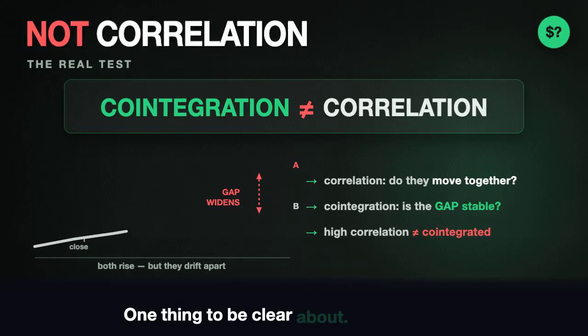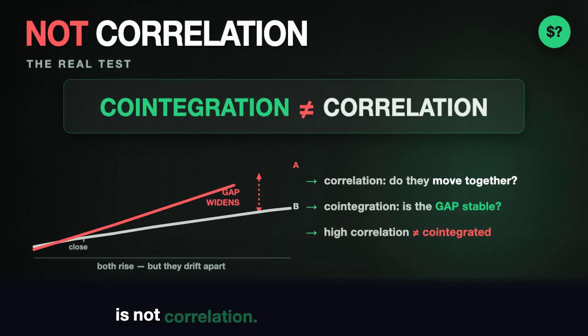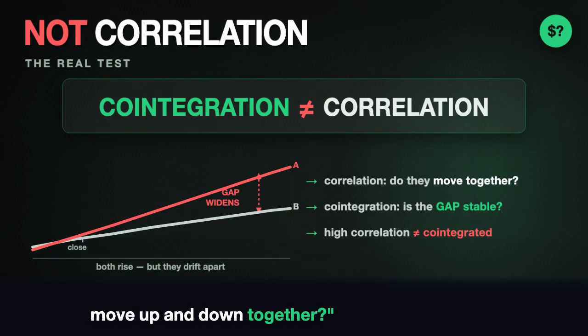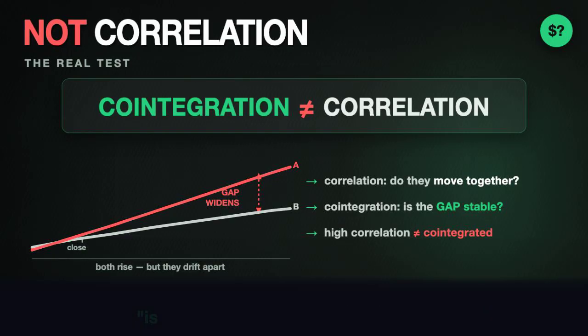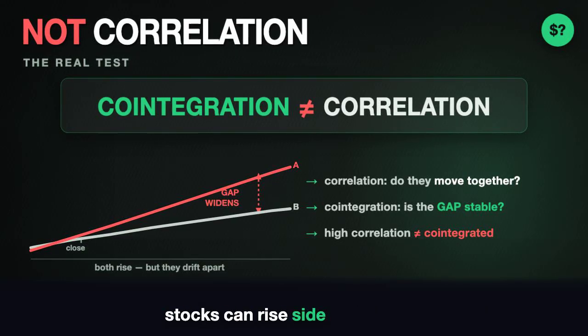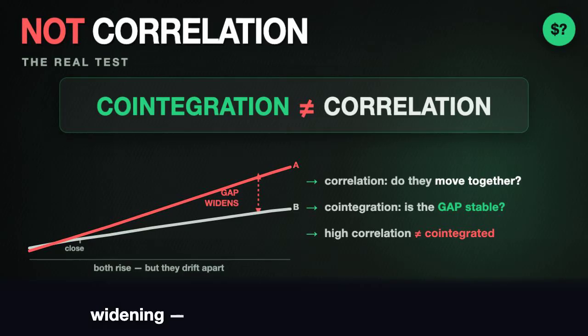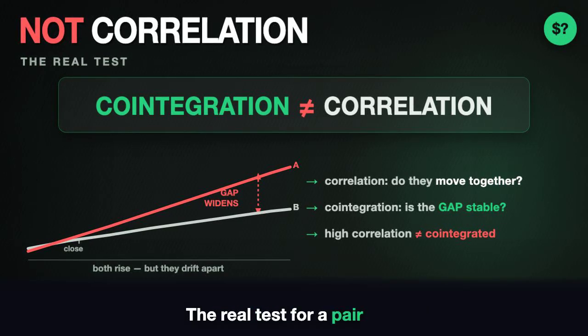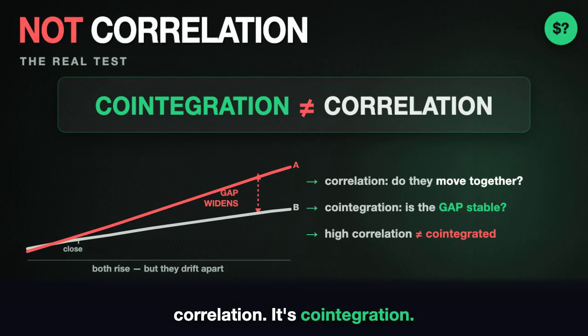One thing to be clear about, Cointegration is not correlation. Correlation asks, do they move up and down together? Cointegration asks, is the gap between them stable? Two stocks can rise side by side, but if one creeps ahead, the gap keeps widening. High correlation, but not cointegrated. The real test for a pair isn't correlation, it's cointegration.